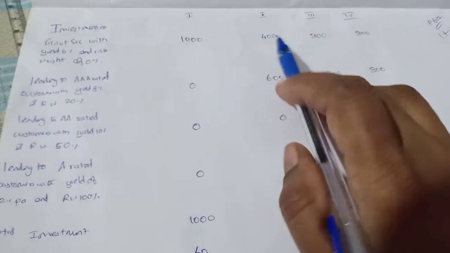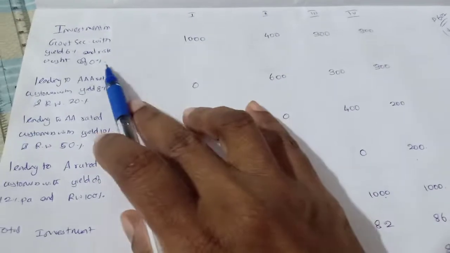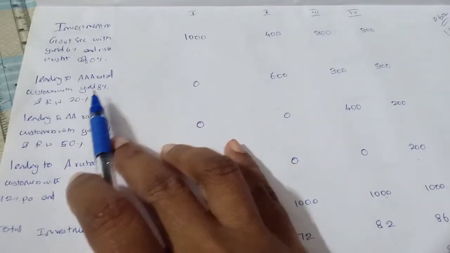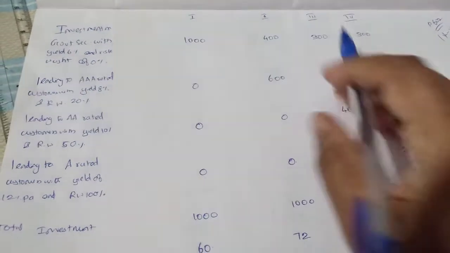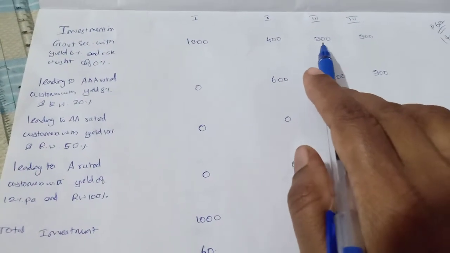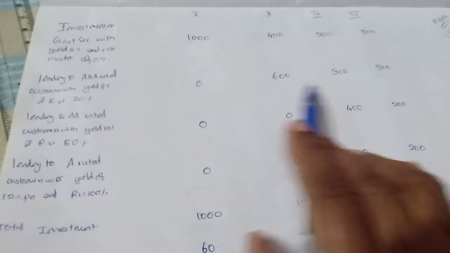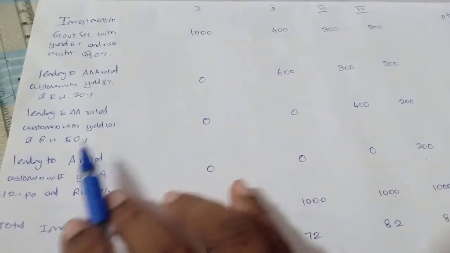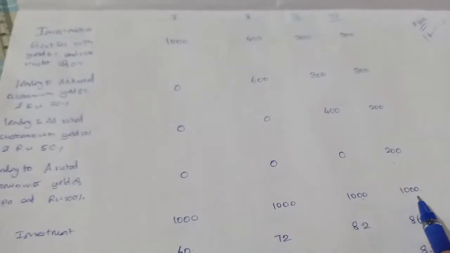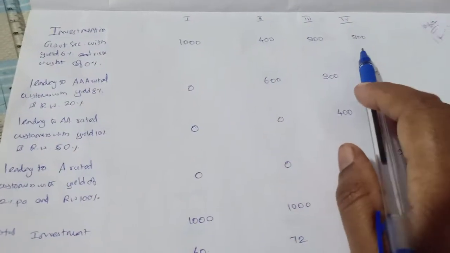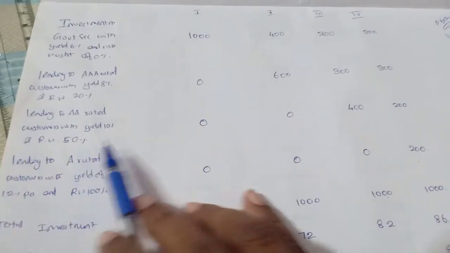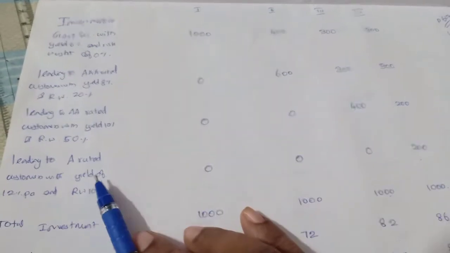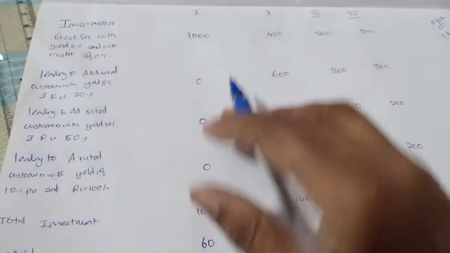In the next option, of the 1000, they are investing 400 in government securities and 600 in AAA rated. In the next, they are investing 300 in government securities, 300 in AAA rated and 400 in AA rated. And in the last, they are investing 300 in government securities, 300 in AAA rated, 200 in AA rated and also 200 in A rated.